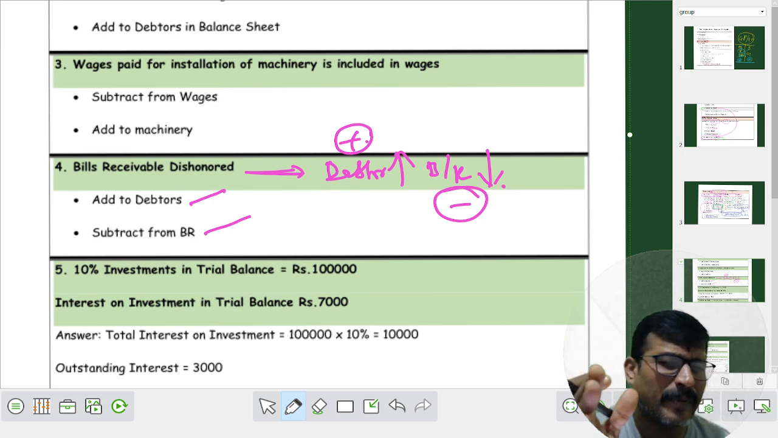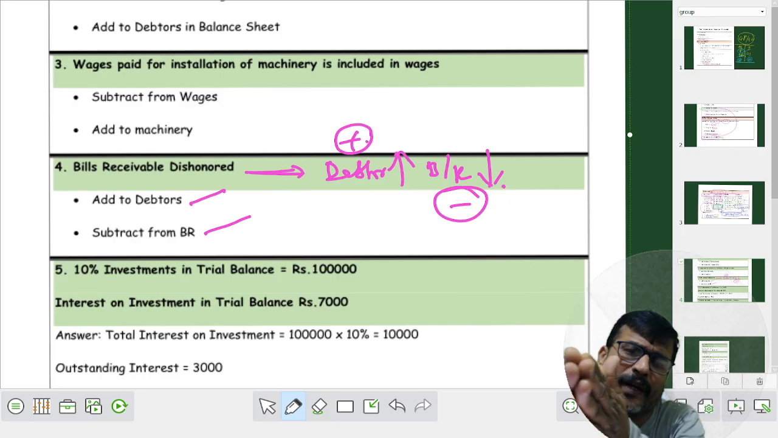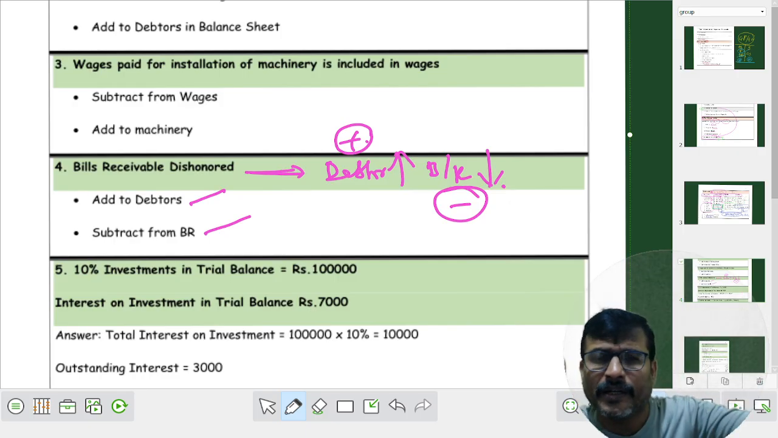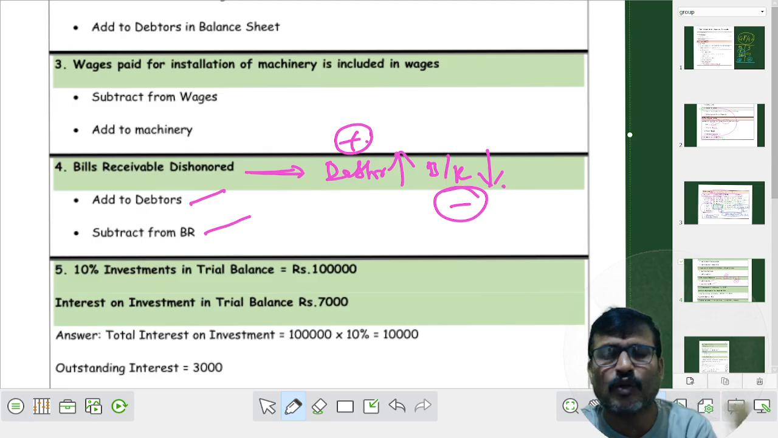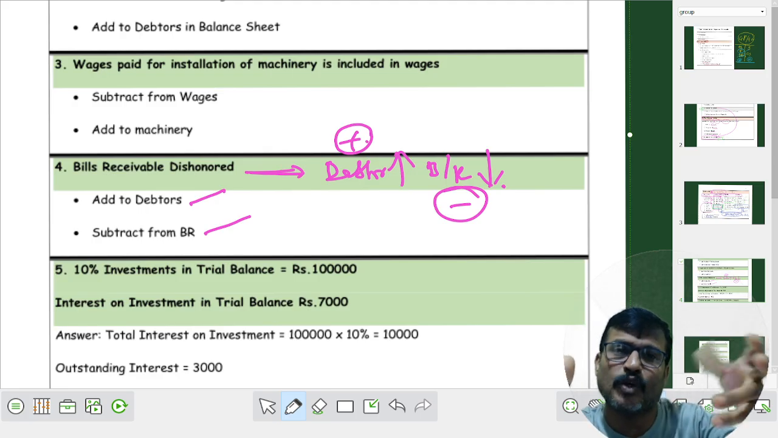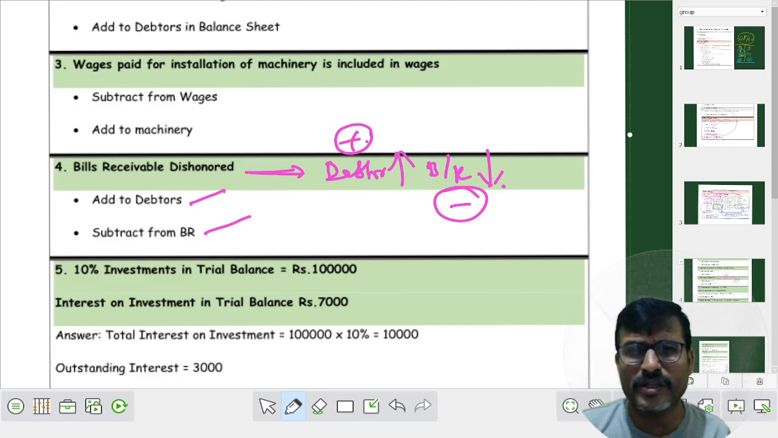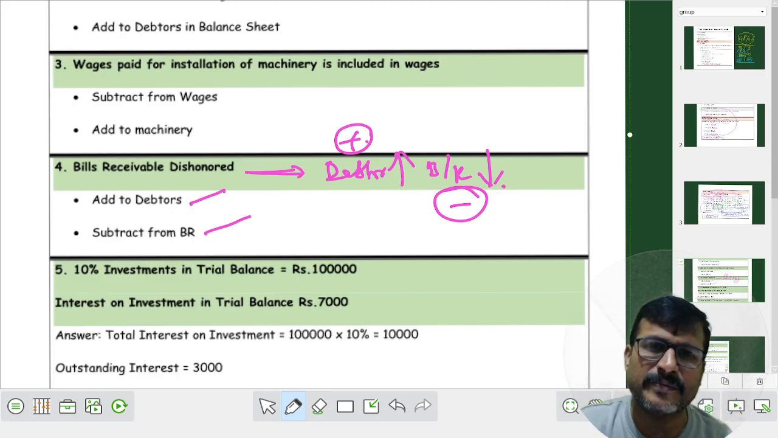The last step of your accounting cycle means whatever you have learned in earlier chapters, starting from journal entry to the rectification of errors, all those points are to be inculcated in preparing the final accounts. So it is a mix of so many chapters.